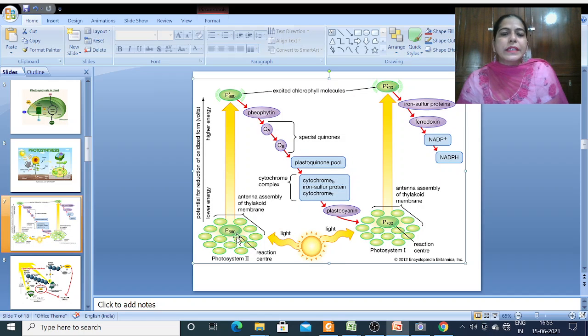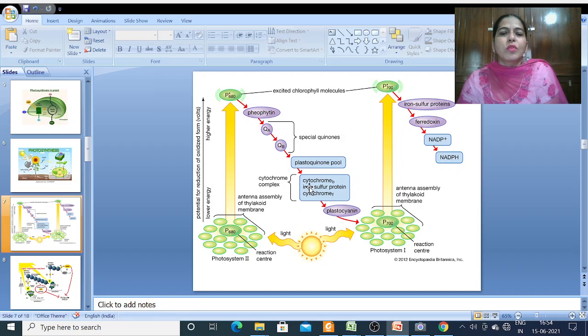And then what happens is, the excited electron is taken up by the pheophytin. Pheophytin gives its electron to plastoquinones QA and QB. These go through Q and QH2 cycle. Then the electron is taken up by cytochrome B, iron sulfur protein, and cytochrome F.